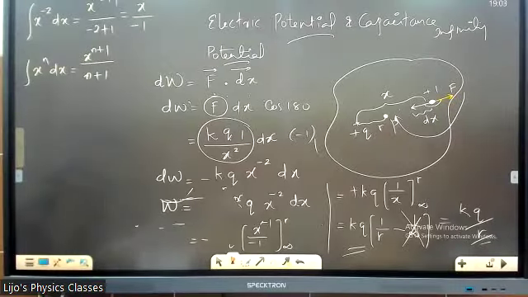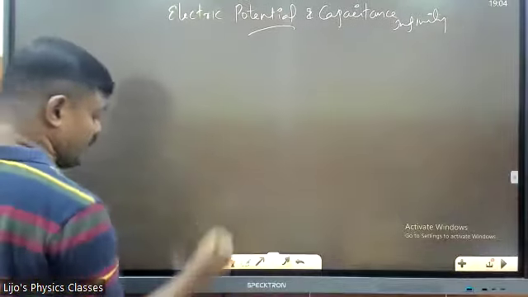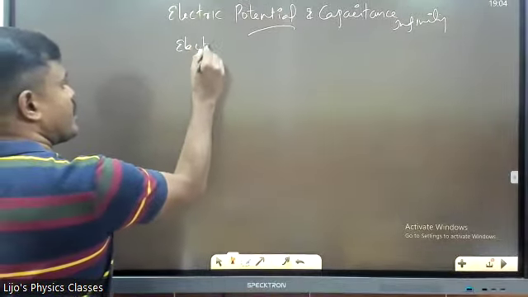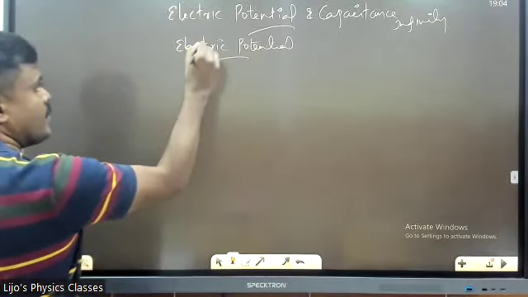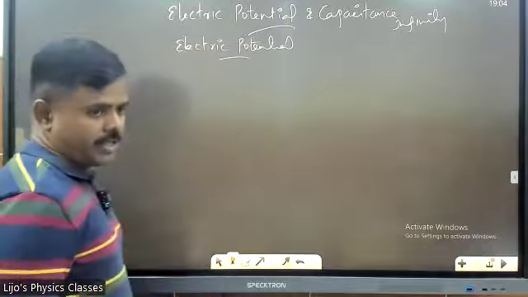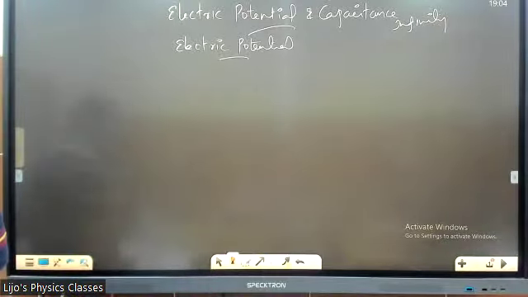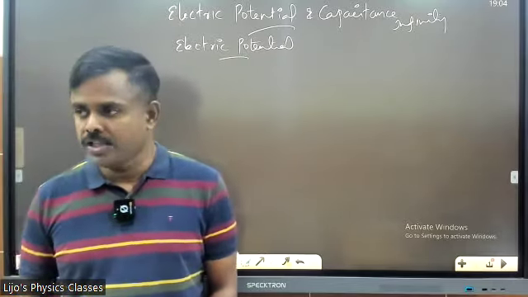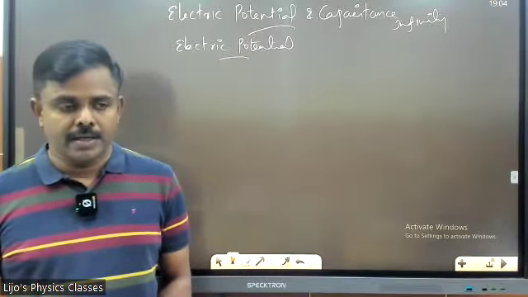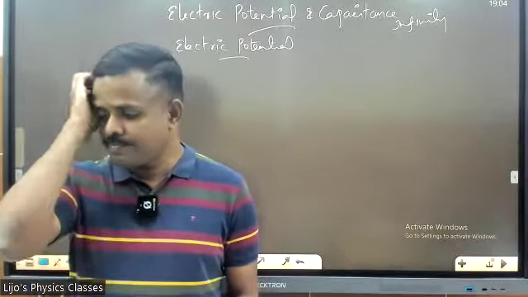Let us write. First heading, electric potential. Subheading, electric potential. You can write electric potential at a point in an electric field.